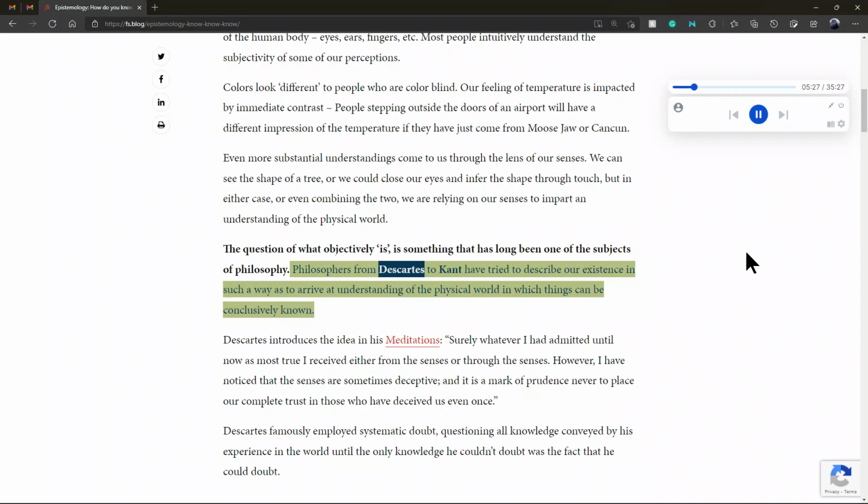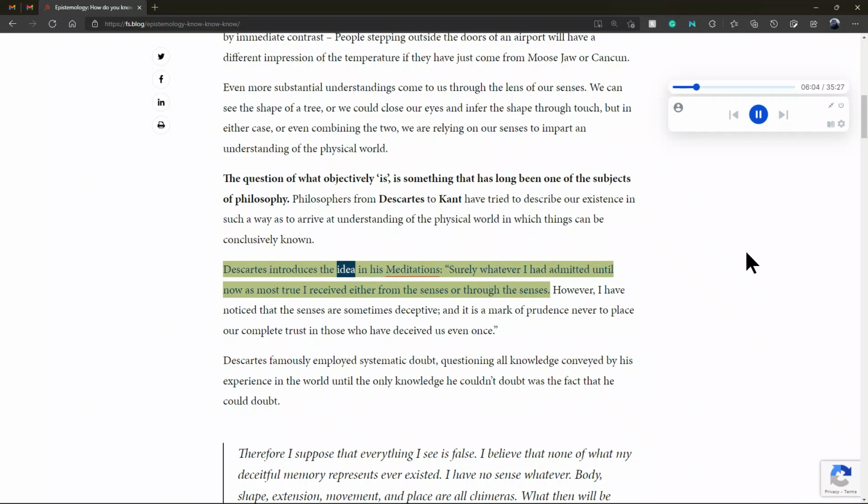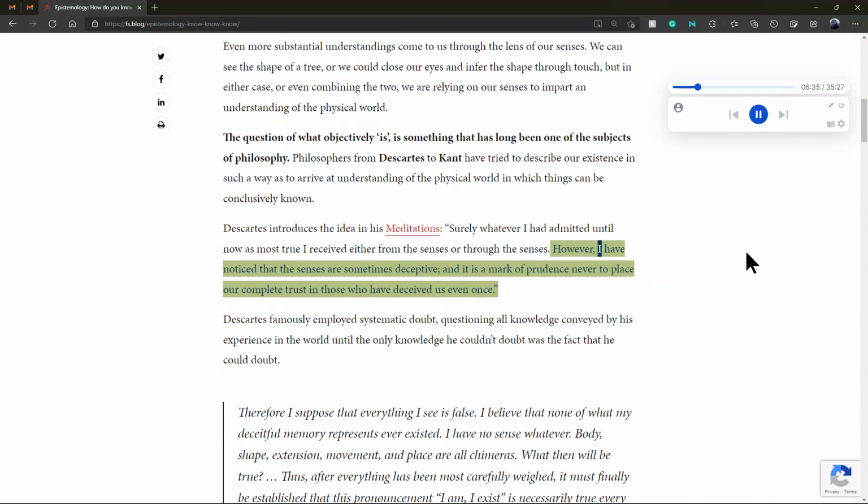Philosophers from Descartes to Kant have tried to describe our existence in such a way as to arrive at understanding of the physical world in which things can be conclusively known. Descartes introduces the idea in his Meditations: surely whatever I had admitted until now as most true I received either from the senses or through the senses. However, I have noticed that the senses are sometimes deceptive, and it is a mark of prudence never to place our complete trust in those who have deceived us even once.